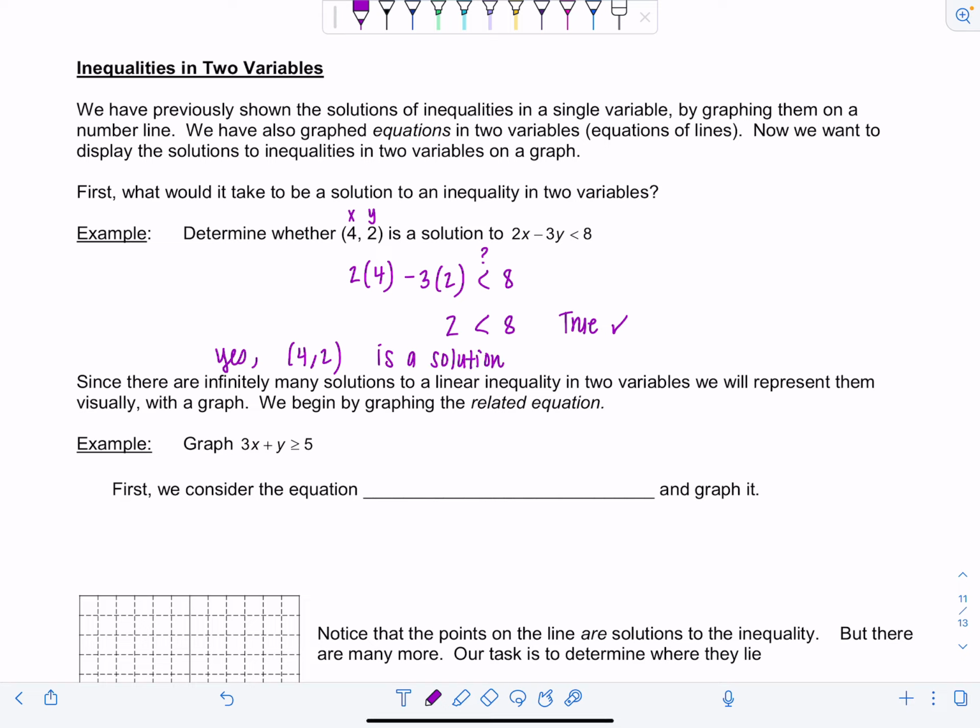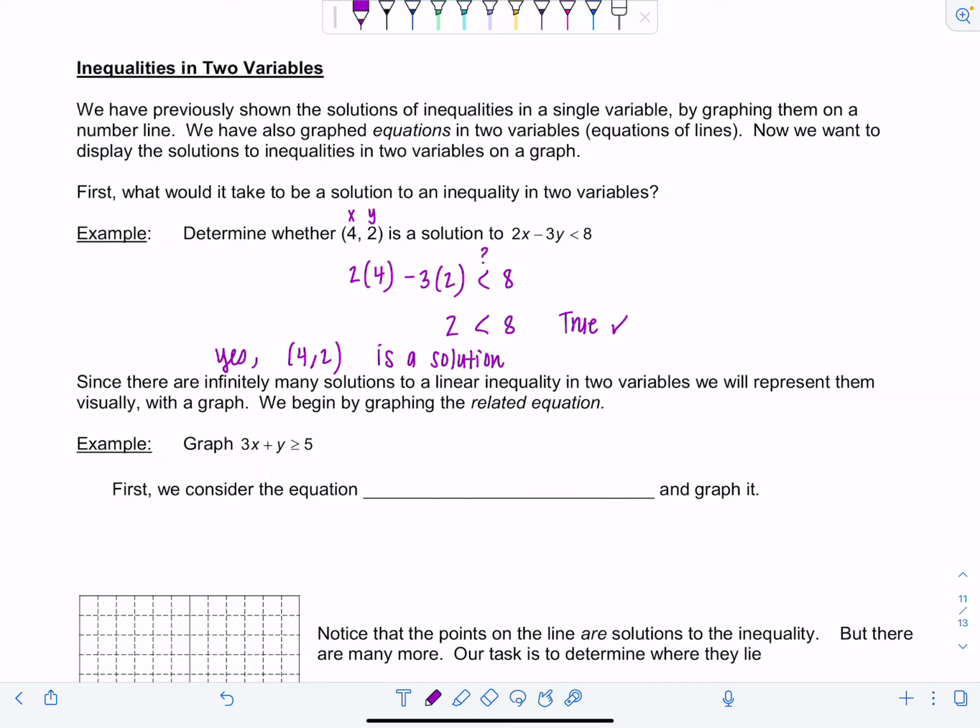All right, you can't sit around and list out every possible solution to an inequality. There's infinitely many. It's just not going to happen. So the way we represent a solution set to an inequality is graphically. And we're going to begin the process of graphing the solution set to an inequality by first graphing the related equation.